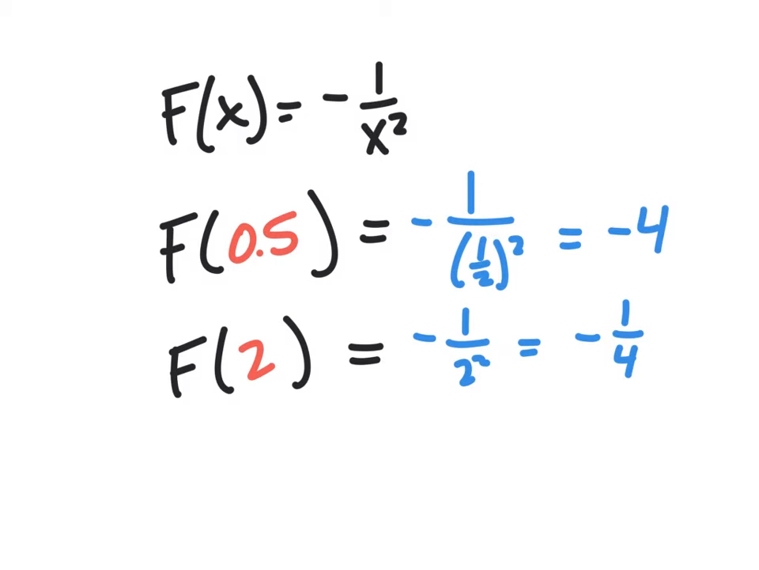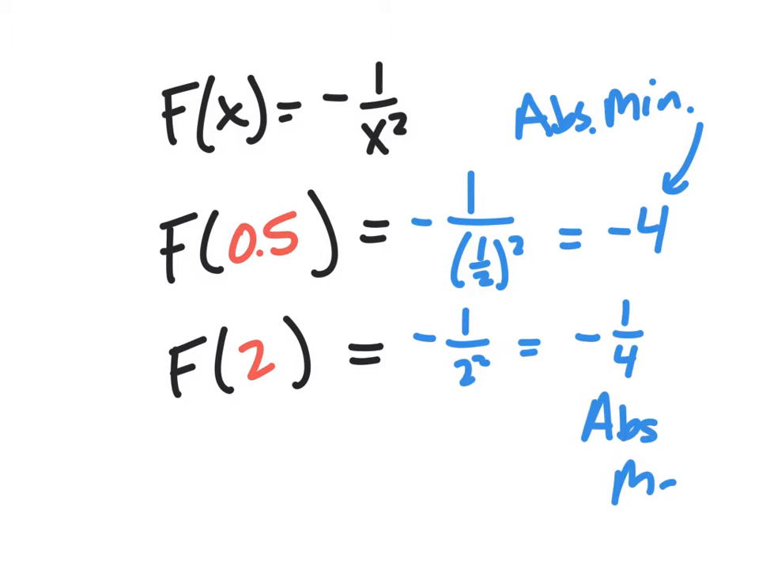So I'm going to say that this is an absolute min. We'll call that an ABS min for short. And this is an absolute max, because negative 1/4 is higher than negative 4. We're supposed to show a quick graph of this in the problem to make sure. I'm going to cheat, and on the next slide I'll show you what I get when I plug these into Desmos.